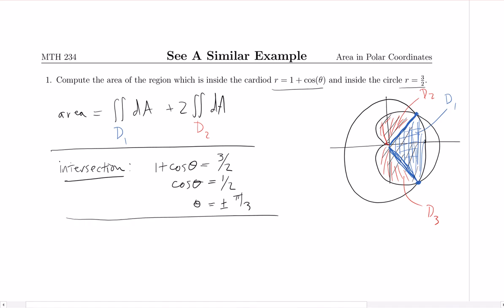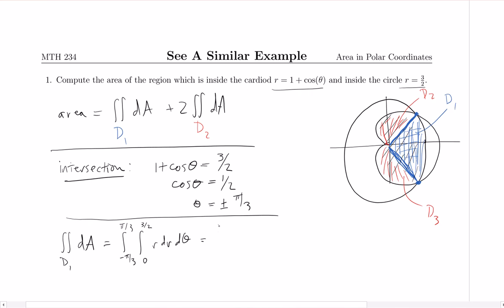So let's first compute the area of D1. So we'll convert this integral to polar coordinates. So theta goes from minus pi over 3 to pi over 3. And r goes from 0 to, and we said that the upper bound here, the outer edge of this region is the circle. So that's r equals 3 halves. And dA becomes r dr d theta.